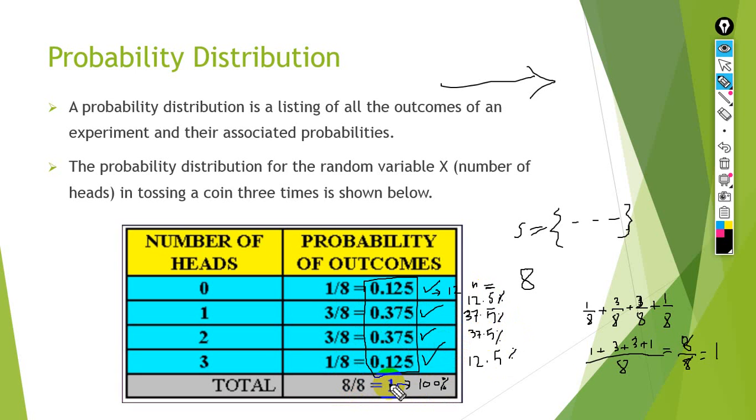So now this was the distribution of the probability, or probability distribution.